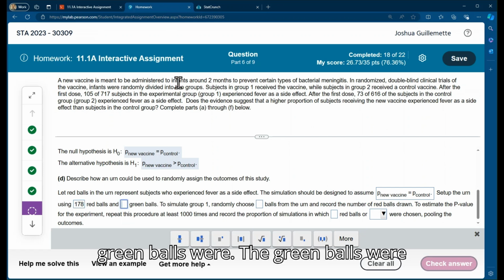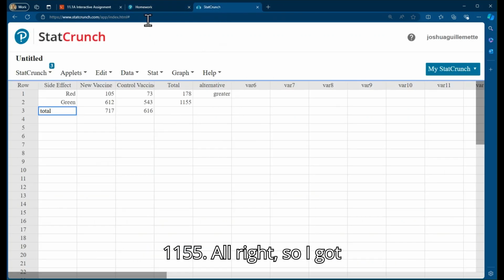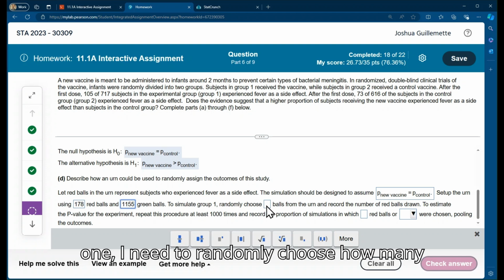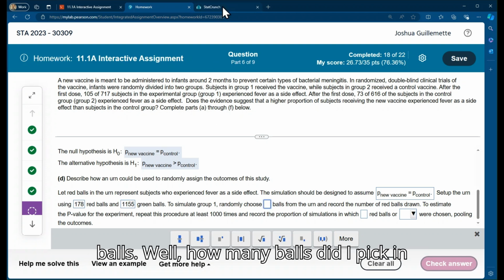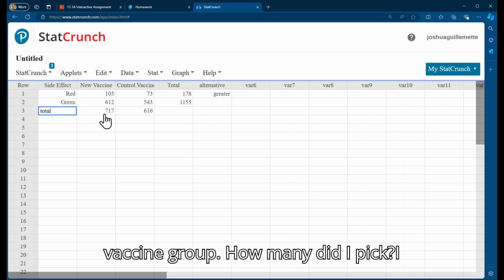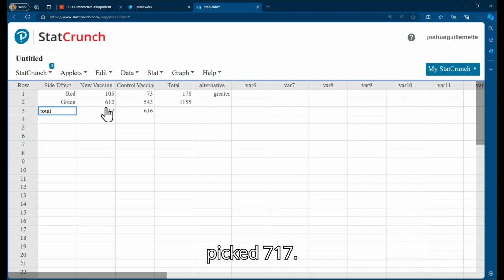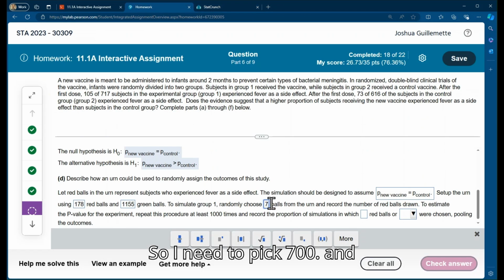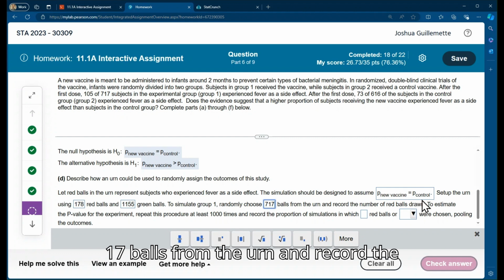Oh, now I forgot what the green balls were. The green balls were 1155. All right, so I got 1155. Now, to simulate group 1, I need to randomly choose how many balls. Well, how many balls did I pick in group 1? In group 1, that's the new vaccine group. How many did I pick? I picked 717. So I need to pick 717 balls from the urn and record the number.